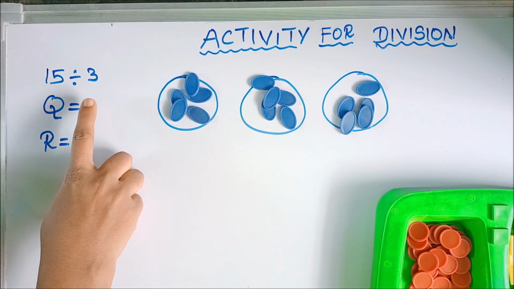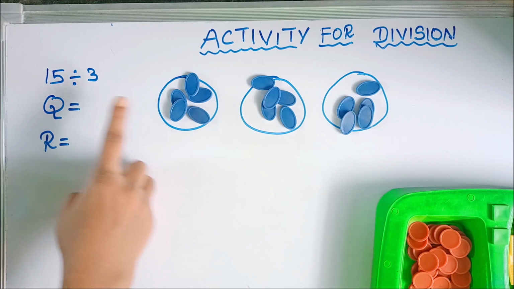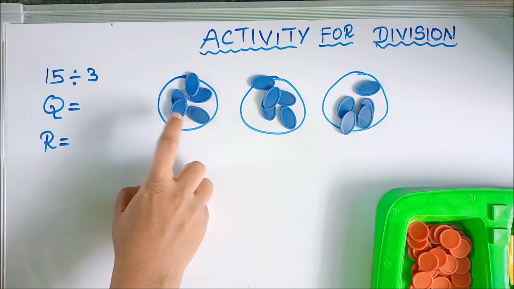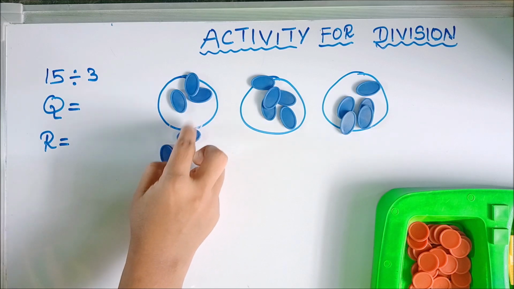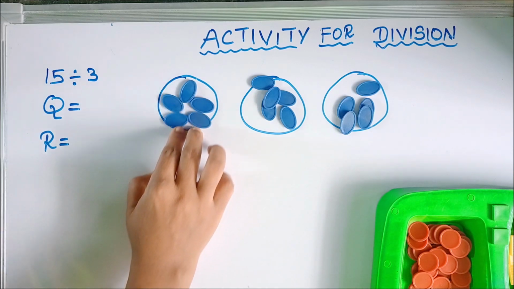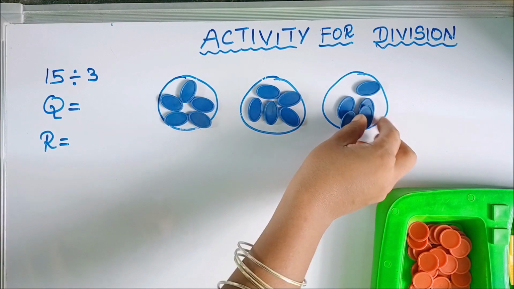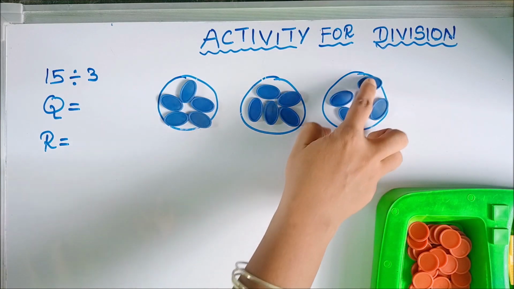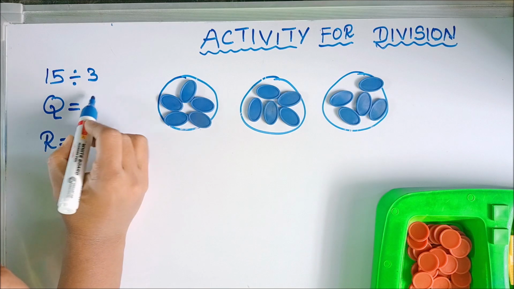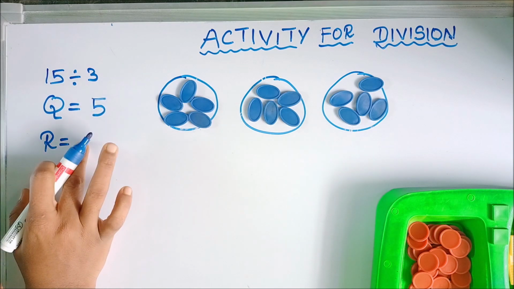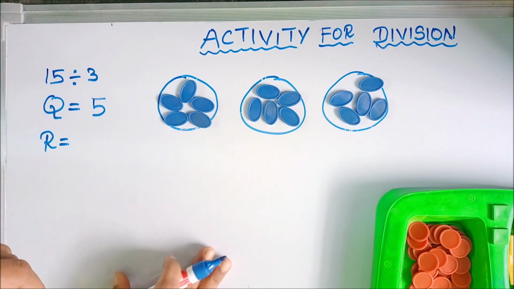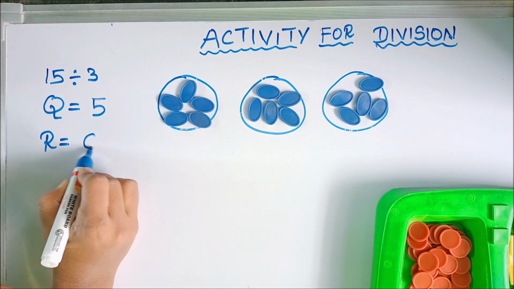Now we are going to write the value of the quotient by counting the number of pieces in each part. Let us count 1, 2, 3, 4, 5. Similarly, each part contains 1, 2, 3, 4, 5. So, our quotient is 5. And what is the remainder? We have no remaining pieces. So, you have to write 0 as the remainder.